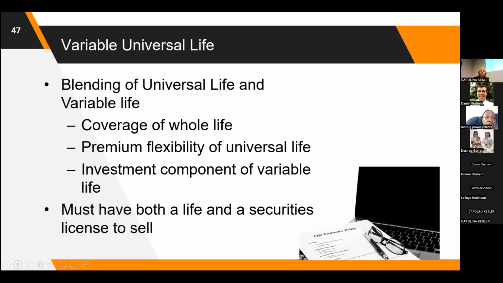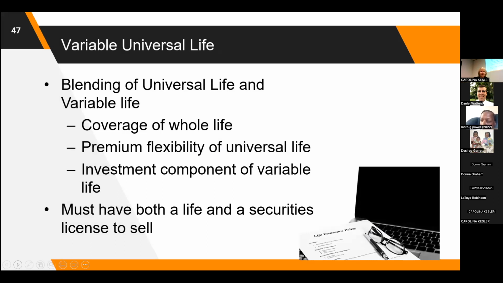So variable universal life is a blending of universal life and variable life. It has the coverage of whole life, so to age 100, right? And the premium flexibility of universal life. So you can pay different amounts each month, and that's going to determine what your investments are going to be. It could also determine your face amount. So you have to be careful.